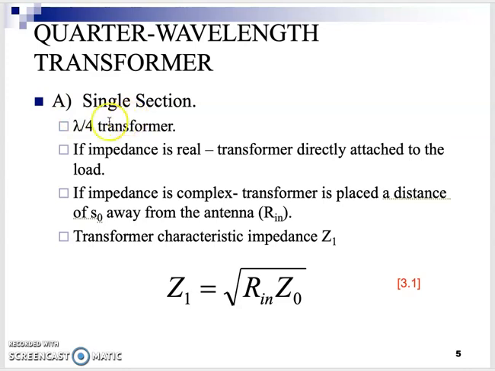For the single section transformer, our impedance must be real, as I mentioned just now, meaning that Rin must be A plus j0.0. We can design this to get Rin real. Then the transformer impedance is Z1. How do we get the transformer impedance? Z1 is the square root of Rin multiplied by Z0.